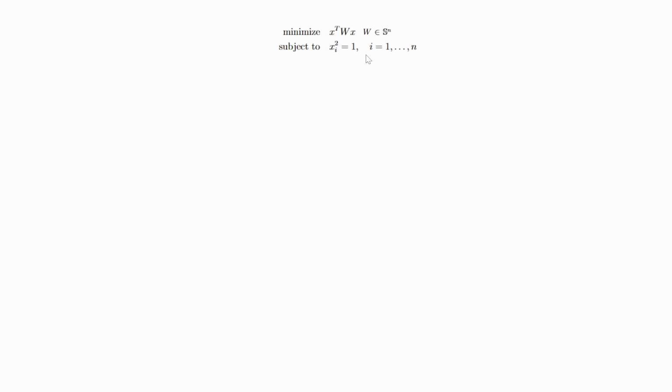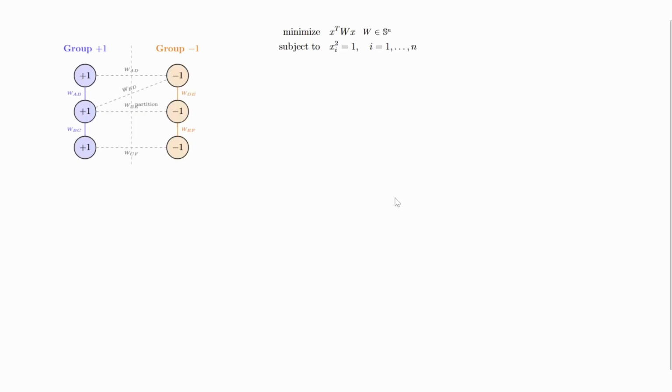So x encodes a binary labeling of n elements into 2 groups. So you can see that the feasible set is actually a set of 2 to the n possible values that x can take on. Okay, so one interpretation of this problem is we can draw this sort of diagram here.